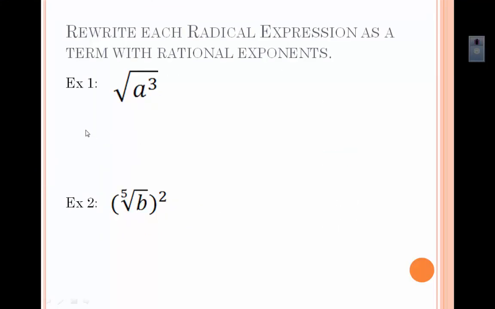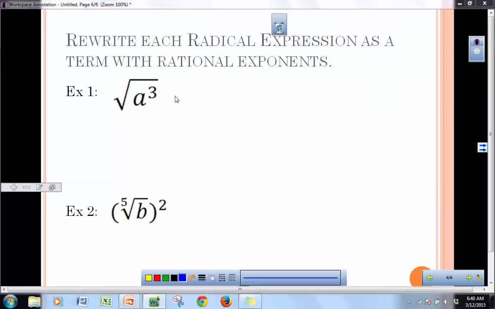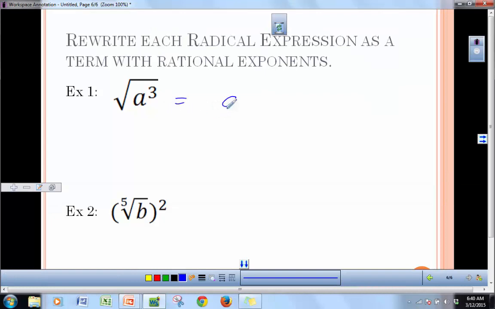Okay, so these first two examples, we're going to take each of these radicals and rewrite them as rational exponents. So the first one, we know a is going to be our base. And once again, I always like to write my fraction diagonally. Well, 3 is the exponent that goes to a. And our index, well, remember, square root from our previous video doesn't show the index, which we know there's an assumed 2 there. So the square root of a cubed is the same thing as a to the 3/2 power.